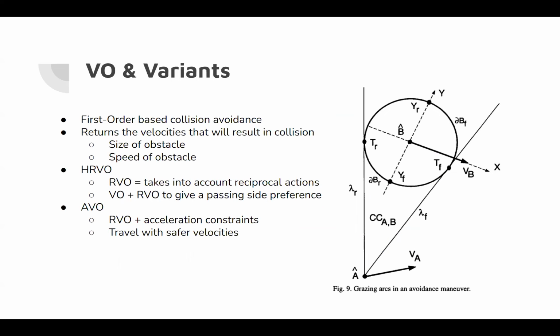VO is a first order based collision avoidance that returns the velocities that will result in collision. This includes the size of the obstacle and the speed of the obstacle. Hybrid reciprocal velocity obstacle HRVO is a combination of reciprocal velocity obstacle RVO and VO. RVO assumes that other robots will use the same method to avoid it. Combining RVO and VO can be used to create a passing side preference. Acceleration velocity obstacle AVO takes RVO and adds acceleration constraints to avoid overcompensating and allow it to travel at safer velocities.